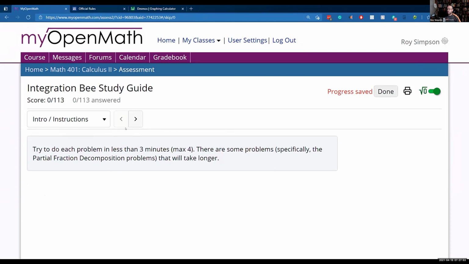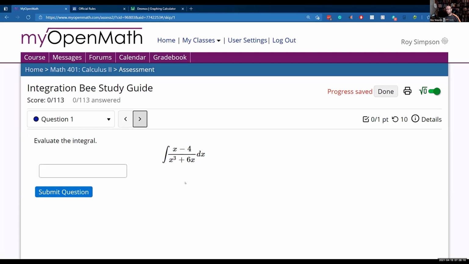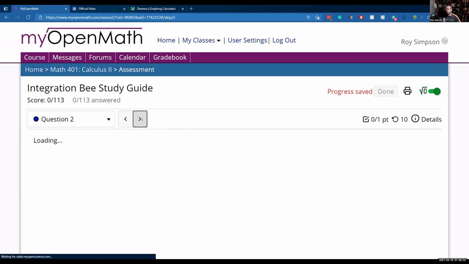But it's a good kind of test, right, to see if you can power through some of these. Some of these are going to be harder than others. I just grabbed a bunch of problems, so some of them will take longer than 3 minutes or max 4 minutes. Partial fraction decomposition problems are notoriously a lot longer. Oh, look at that, partial fraction decomposition. So you want to try to kind of power through. I tried not to grab beastly problems, but there are a couple in here by accident, I'm sure.